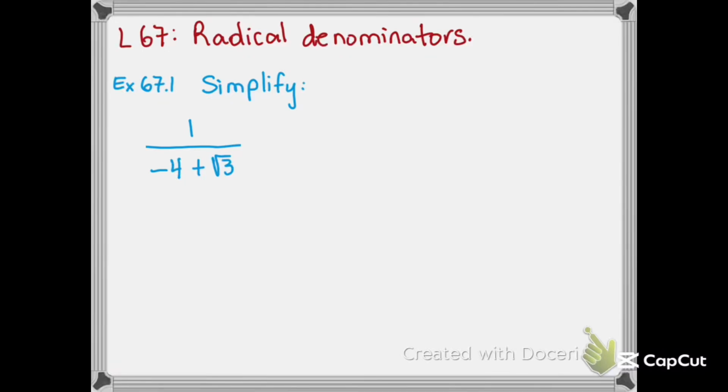Lesson 67 is about radical denominators. Remember, we've talked about that we cannot have radicals in the denominator. It just doesn't look good. So what we're going to do is we're going to rationalize.